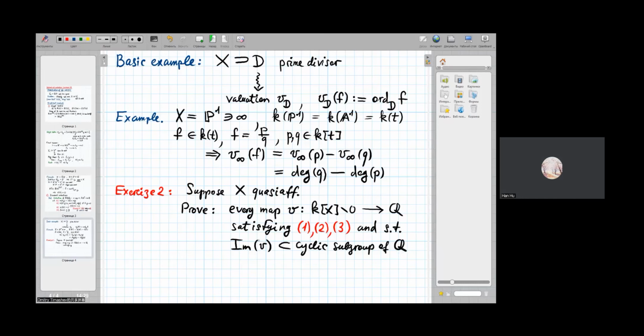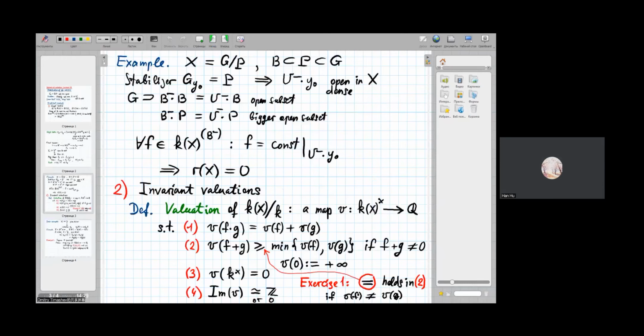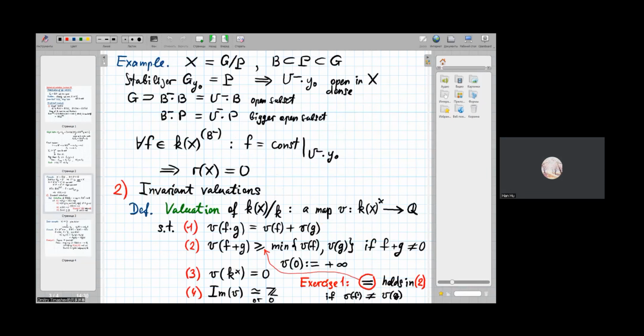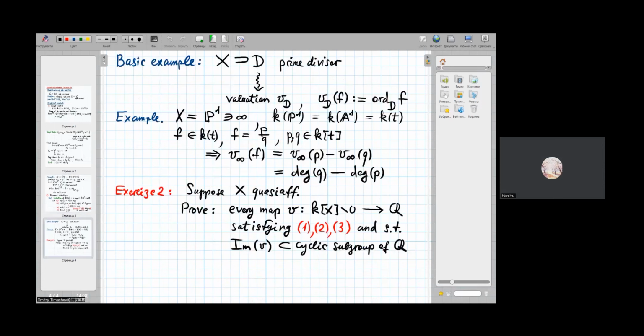satisfies these first three conditions without any change. Of course, you cannot have the fourth condition, because the image of the map V is in this case not a subgroup, because you cannot divide functions. So k[X] without zero is not a multiplicative group, it is a semigroup. So the image of V is again a semigroup in Q. But now property 4 is replaced with a different property, that the image of V is contained in a cyclic subgroup of Q.